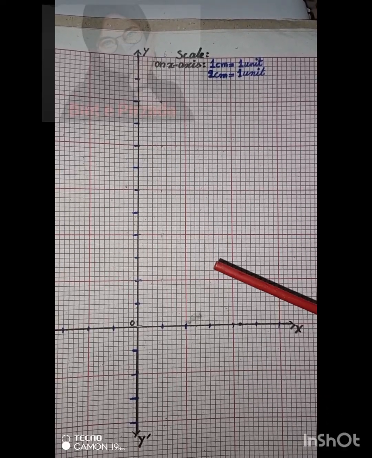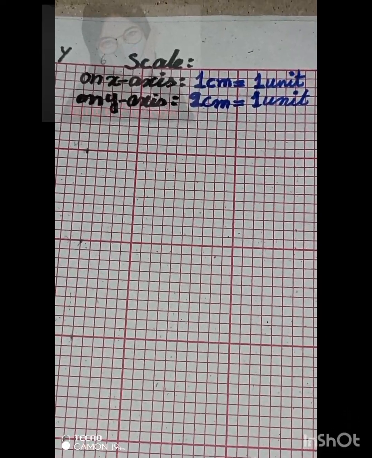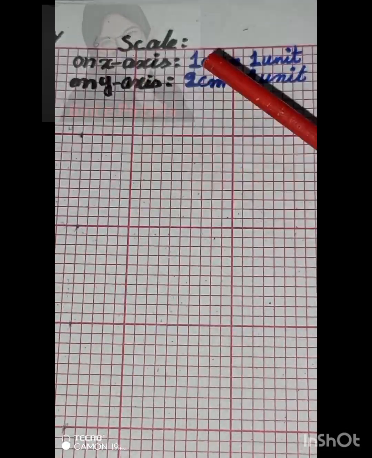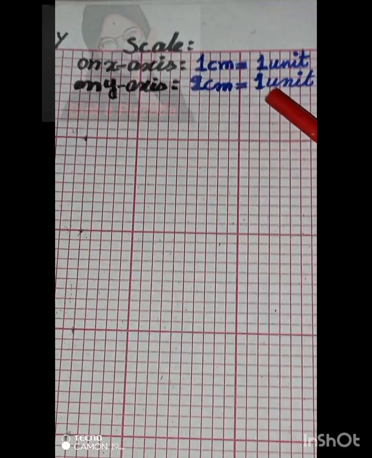Now first of all, the most important thing is to set your scale. You can see it is given in the question that on the x-axis 1 centimeter is equal to 1 unit, and on the y-axis 2 centimeter is equal to 1 unit. It does not mean that we will use the centimeters of a scale; it means we will use this. Now I'm going to tell you how to take centimeters on the graph.